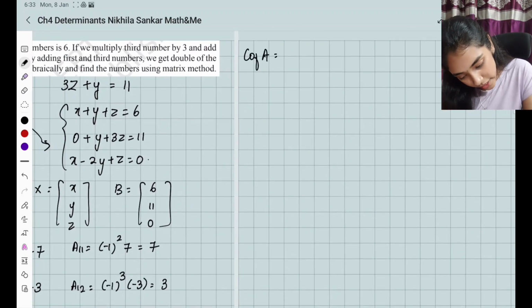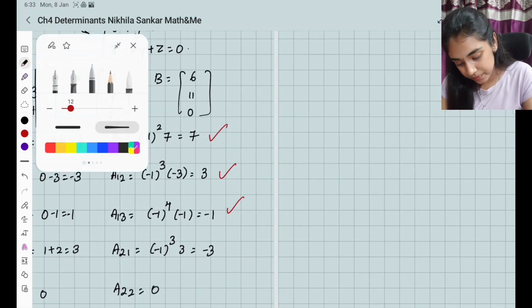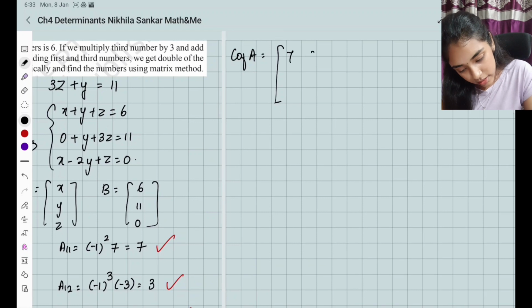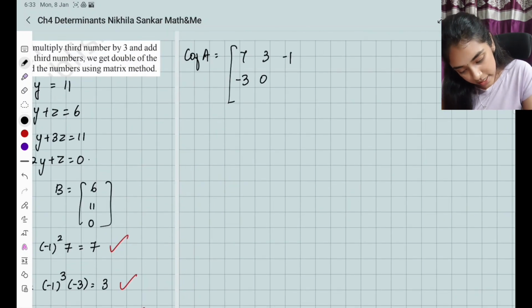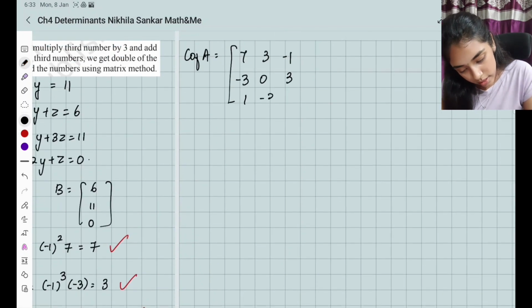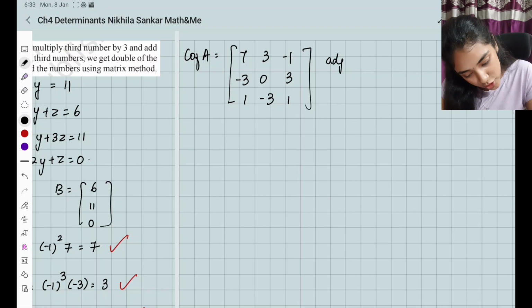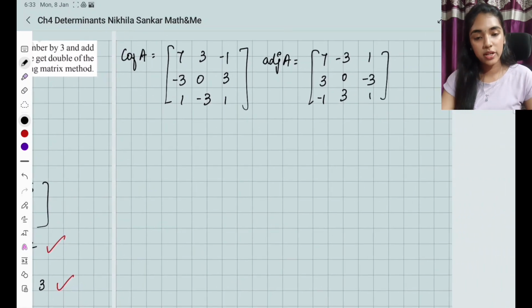Cofactor matrix of A is going to be, the first row is 7 3 minus 1. Second row minus 3 0 3. Third row 1 minus 3 1. And what is the adjoint matrix going to be? The transpose of this. So 7 minus 3 1, 3 0 minus 3, and minus 1 3 1. Okay, now we have found adjoint A.